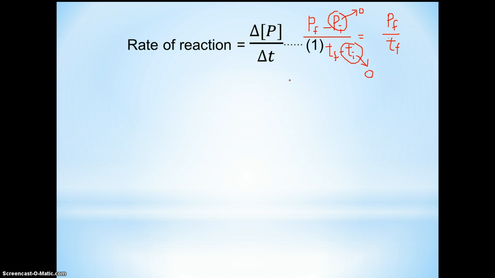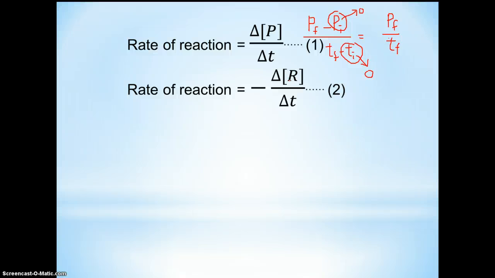Unlike product, the rate of reaction can also be calculated by the rate of change of the concentration of the reactant, like this. Very similar to the product one, we have the change of the concentration of reactant over the change of time. But this time, we have added a negative sign. Why do we have to add a negative sign?